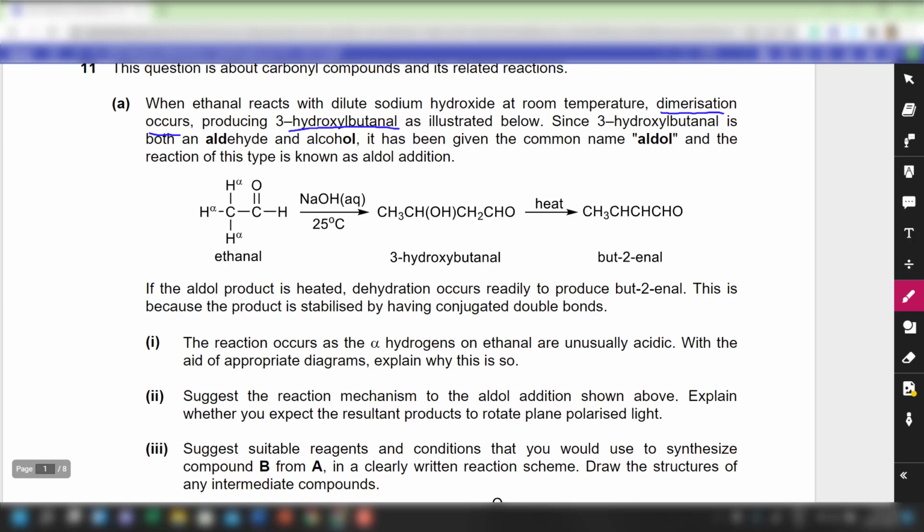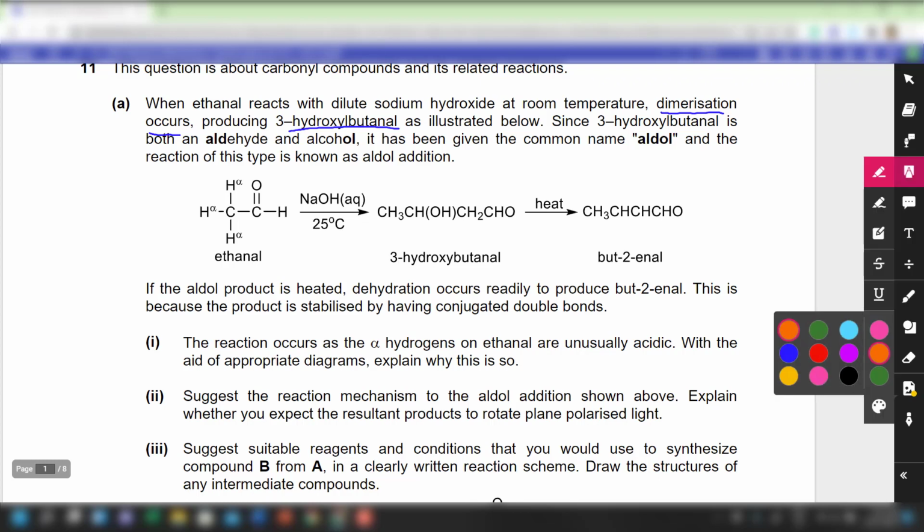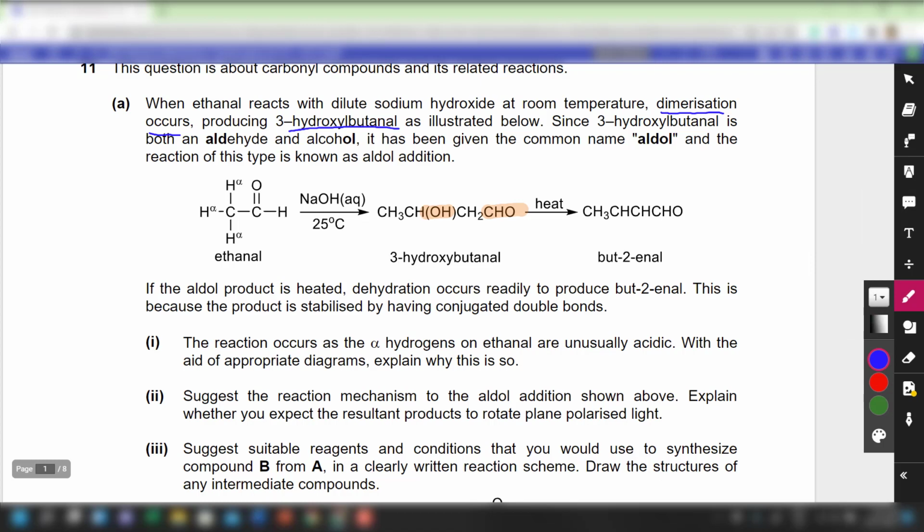And you were told that 3-hydroxybutanol is both an aldehyde and an alcohol. Okay, so how can we notice that? There's an aldehyde group over here, and there is a secondary alcohol over here. Yeah, so this particular product is known as an aldol. And this kind of reaction is known as an aldol addition. So from ethanol, when two ethanol molecules react, it gives you 3-hydroxybutanol. This is known as an aldol addition.